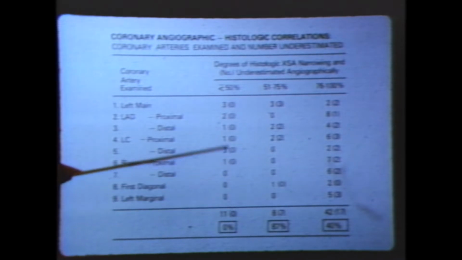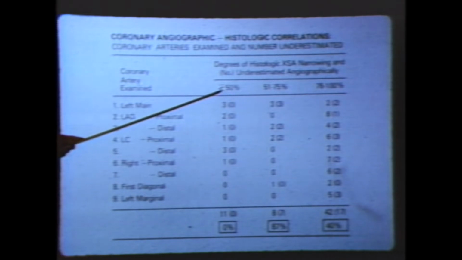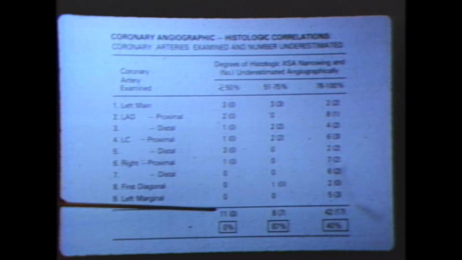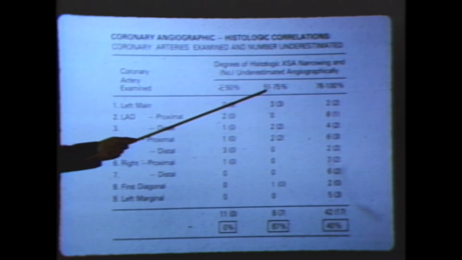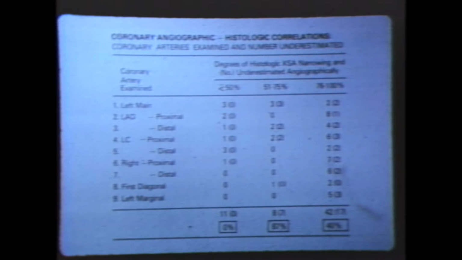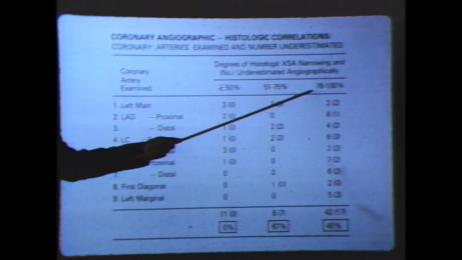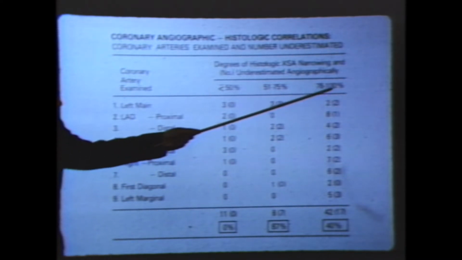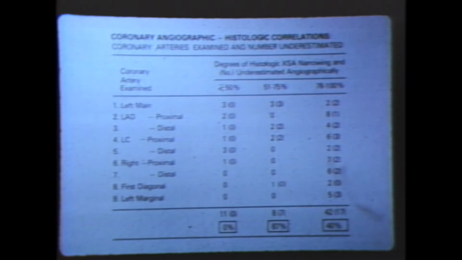In the arteries narrowed at necropsy, up to 50% or less in cross-sectional area, there were 11 arteries or portions thereof, and there were no angiographic errors in that group. In the arteries narrowed 51 to 75% at necropsy, there were 8, and 7 of those arteries were underestimated by all 3 angiographers. There were 42 arteries narrowed at necropsy at some point, 76 to 100%, and 17 of them, or 40%, were underestimated by 2 or 3 of 3 angiographers.